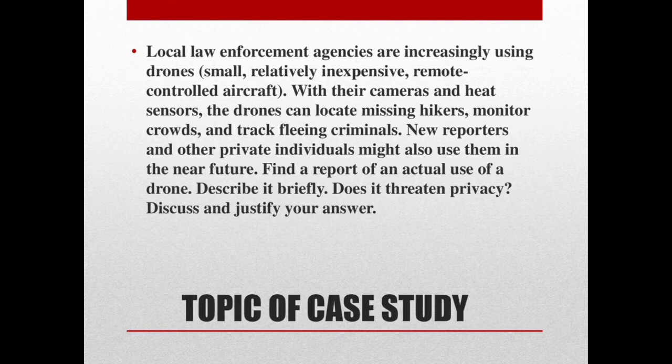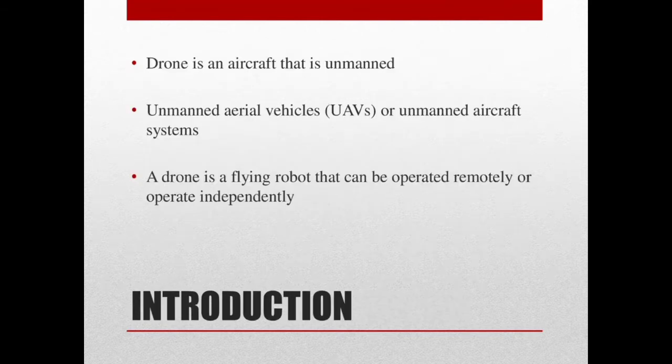In technological terms, a drone is an unmanned aircraft. More formally, drones are called unmanned aerial vehicles, UAVs, or unmanned aircraft systems, UAS. In essence, a drone is a flying robot that can be operated remotely or operate independently in its embedded system via software-controlled flight plans, operating in conjunction with onboard sensors and GPS.